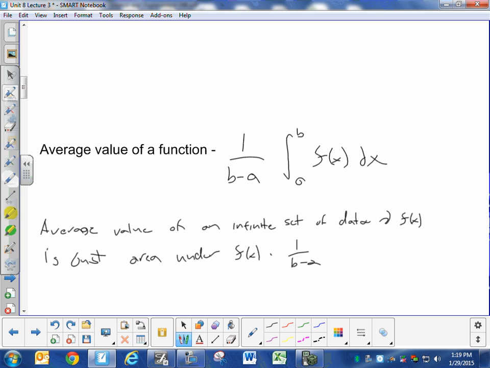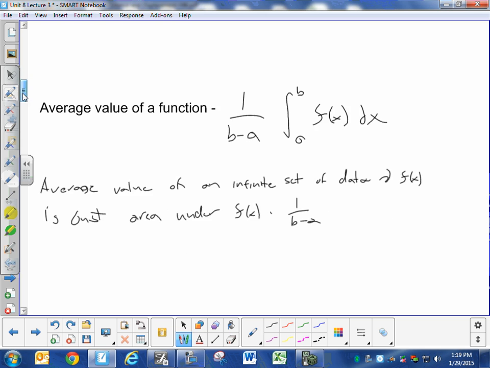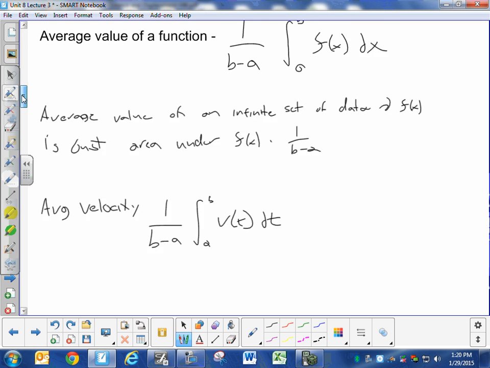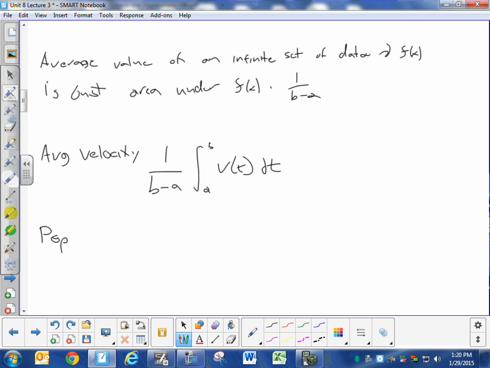Important things to note. If you want to find the average of something, you would find the area of that something and multiply it by 1 over b minus a. If you wanted to find the average velocity, you wouldn't find the area under acceleration or the area under position. You would make sure you'd take 1 over b minus a, and then in here was your velocity. Not the absolute value of velocity, just velocity. If you had a population function, P of t, and you want to find the average population over a period of time, well, make sure you put P of t in here.